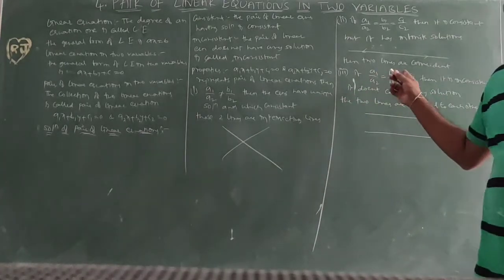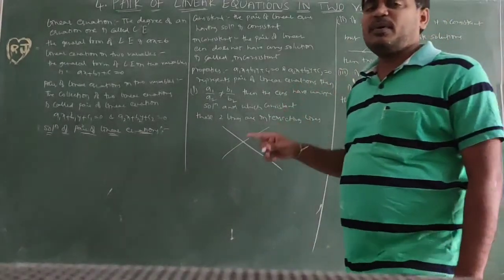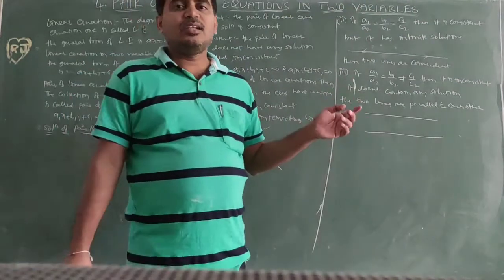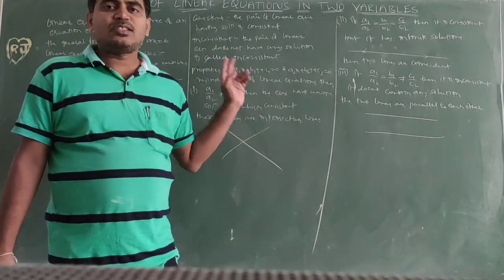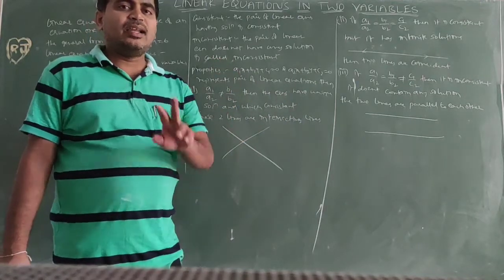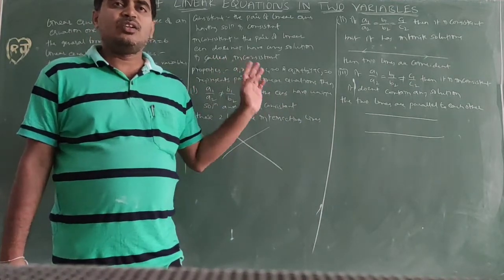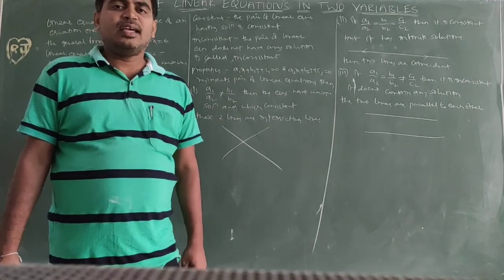If a1 by a2 equal to b1 by b2 not equal to c1 by c2, then it is inconsistent. So there won't be any solution. Those two lines must be parallel lines. Parallel lines do not intersect anywhere. So that's why the solution does not exist.